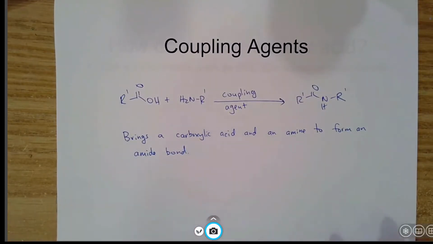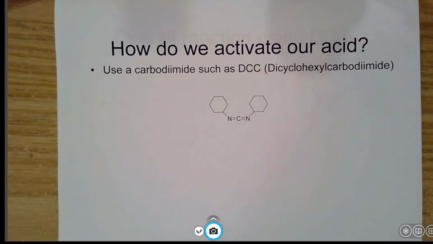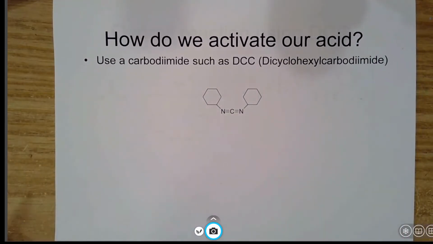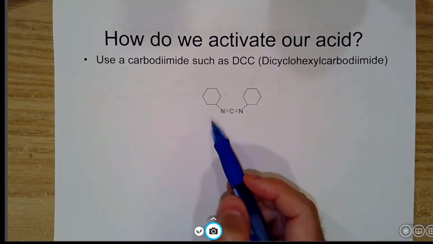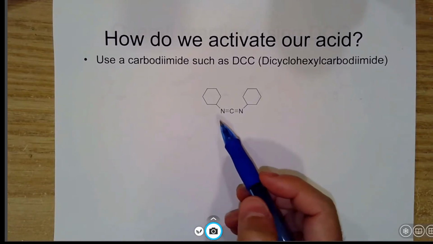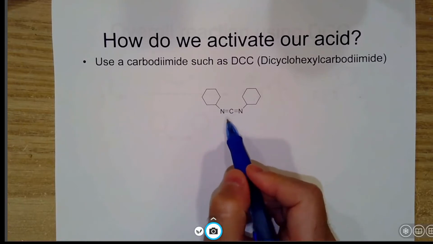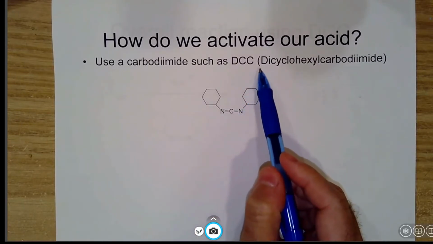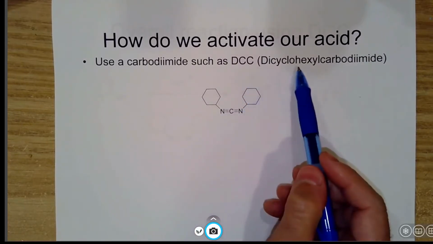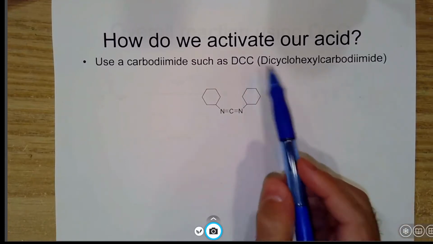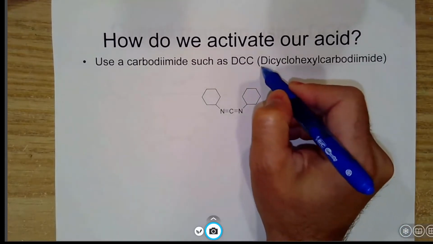Okay, so let's look at a classic coupling agent that is used regularly for peptide amide bond synthesis. This type of structure here is called a carbodiimide. So there's a carbon and it's a diimide group, and the name of this compound is dicyclohexylcarbodiimide, also known as DCC.